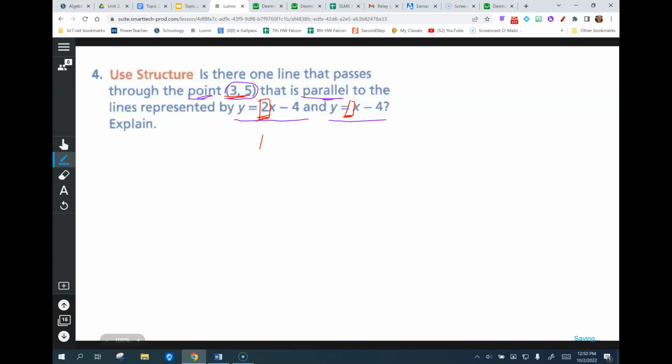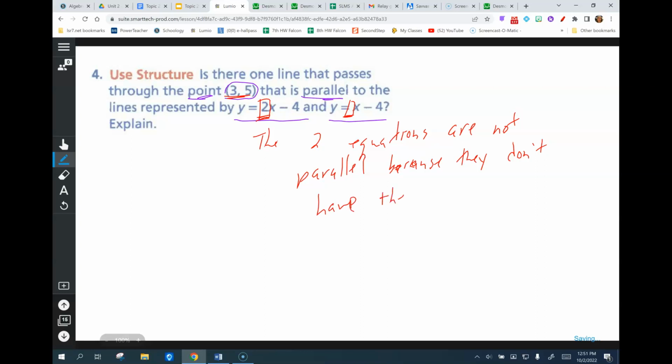These two equations are not parallel, because they don't have the same slope. So there's no way you can find a line that's going to be parallel. Doesn't matter what the point is. These two aren't parallel. So you can't be parallel to two lines if they themselves are not parallel.